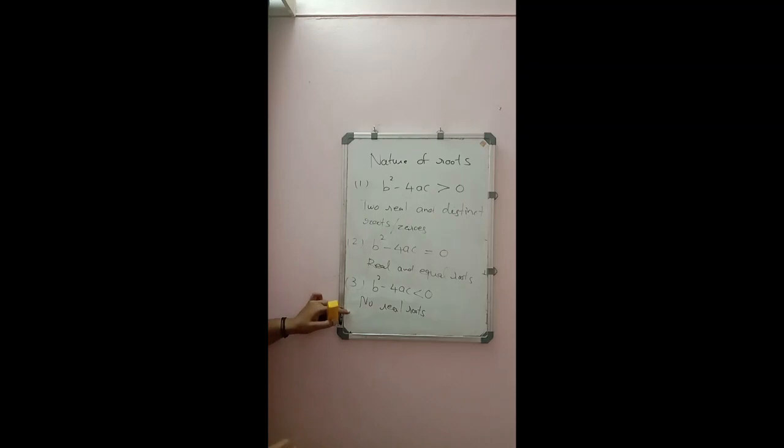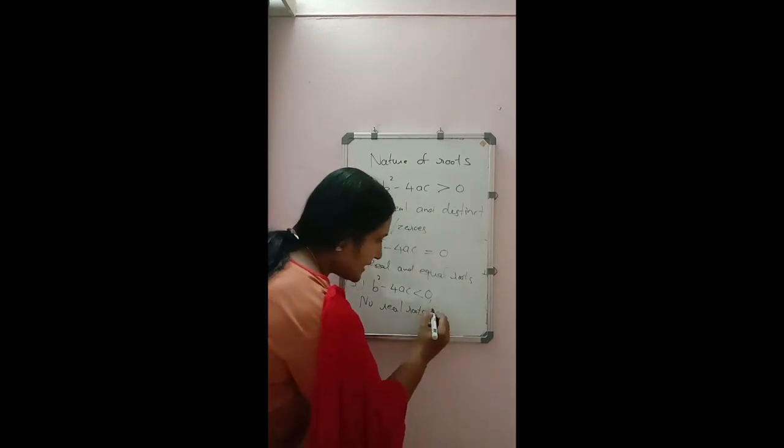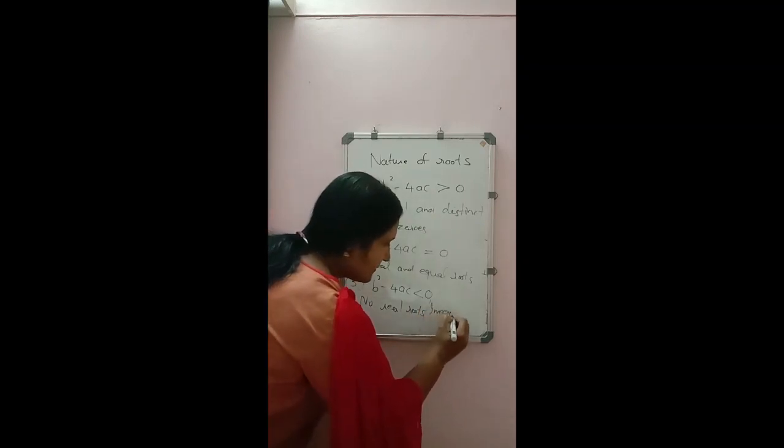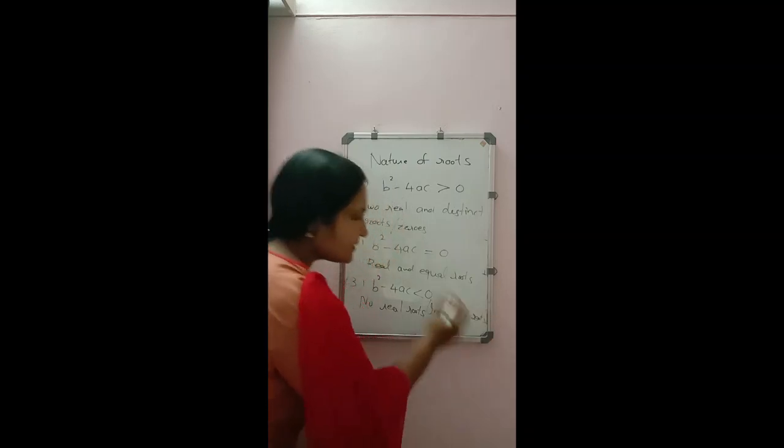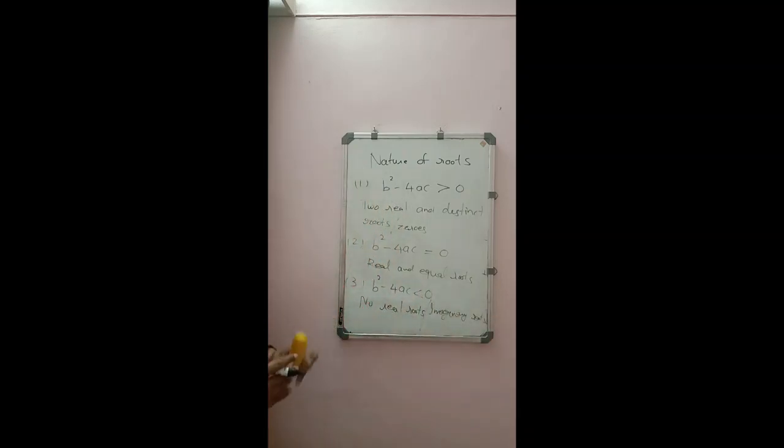No real roots, or sometimes we will say imaginary roots. About this you will study in higher classes. At present we don't know any real number whose square will come negative. That's why when b square minus 4ac is less than 0, we will write that the equation does not have any real roots. So this is the condition.